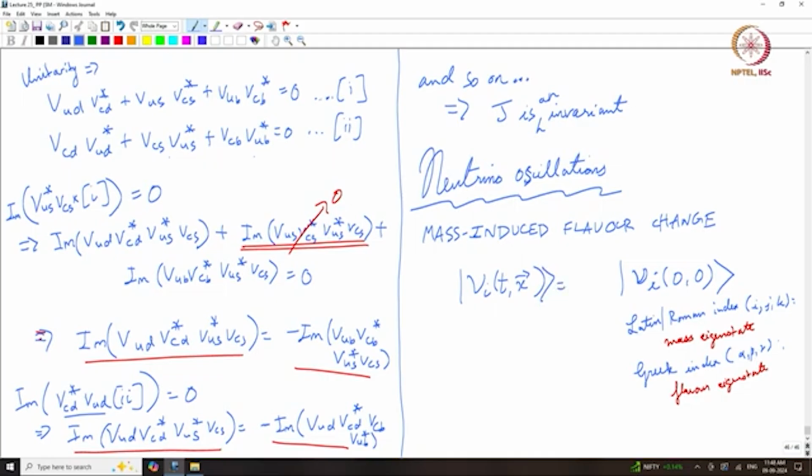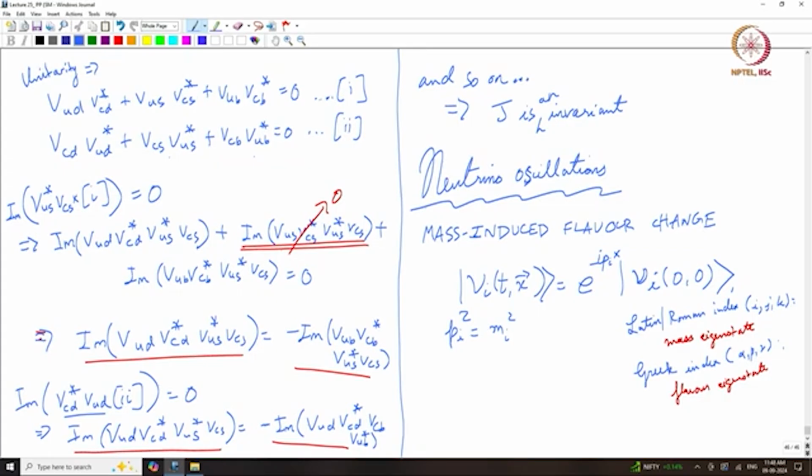From the Schrodinger equation, that is just e power minus i p_i x, right, where p_i squared is m_i squared. So, here it is even more manifestly clear that i stands for the mass index, correct, the mass basis index. Okay. So, you agree with this much?